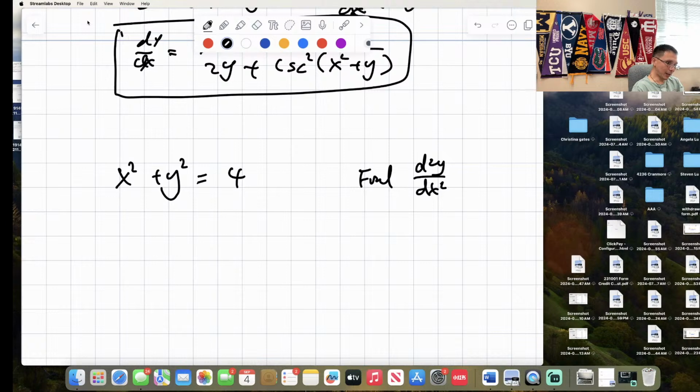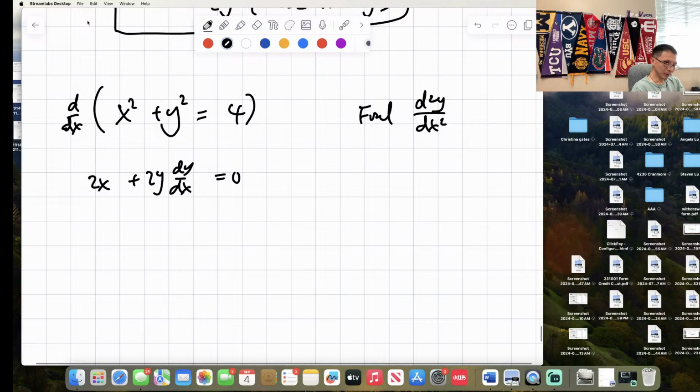Why is that second derivative? Well, here I'm going to get 2x. If I take a derivative of this, that's 2x plus 2y dy dx, right? That's equal to 0. Everything is fairly easy. And this is negative 2x equal to 2y dy dx. And dy dx is super easy, negative x over y.